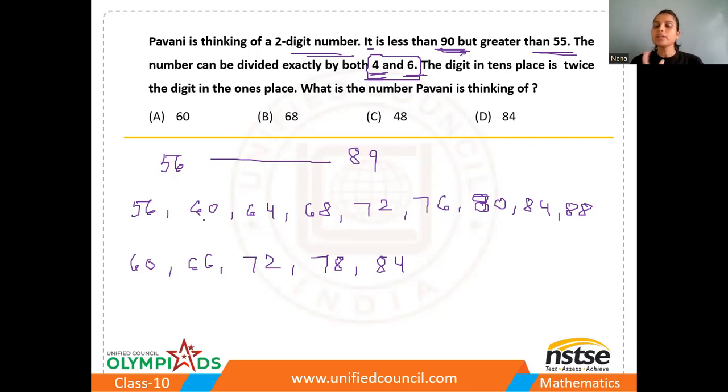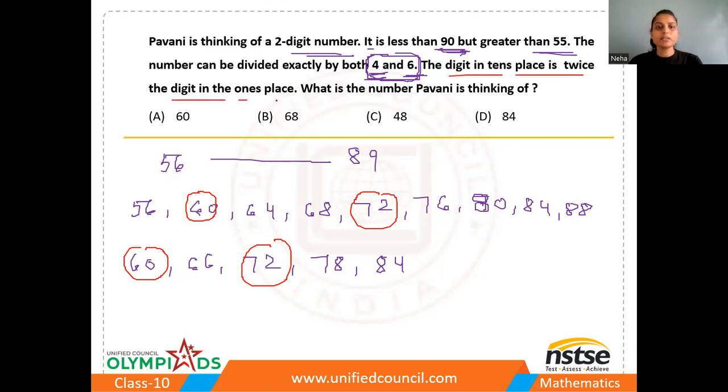Now the question says the number is divisible by both 4 and 6. Let me check how many numbers are common. 60 and 60 is common. 64 is not there, 68 is not there, 72 and 72 is common. 78 is not there. And one second, 84 and 84 is also common. So these three numbers, 60, 72 and 84, are common.